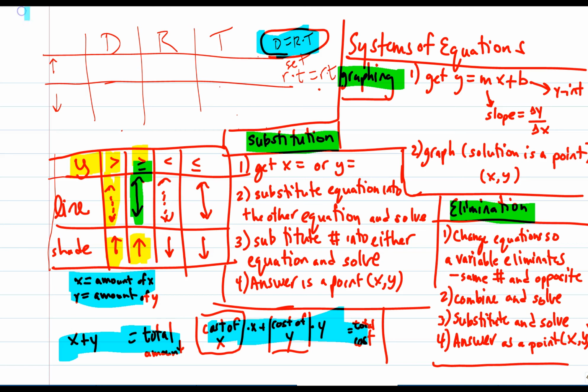If y is less than, it means we shade below, and it's a dashed line. What if it's less than or equal to? What does the equal to do? Makes the line solid, but we still shade it. I don't know that my picture makes it any better, but I thought colors are pretty, so there you go. Okay? I'll leave that there for about another minute, but that's just kind of an overview of everything from this piece of pie.